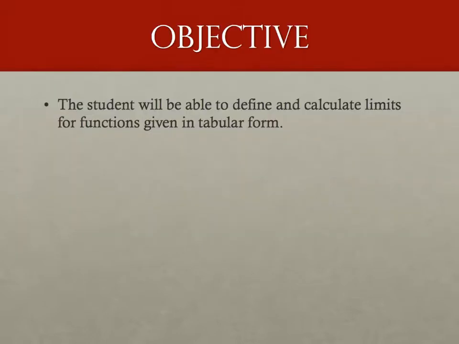So let's continue our study of limits by examining how to find a limit from a table. Now we're still going to be looking at input and output, but rather than a graph, we're going to compare input and output on a table of data. Our objective: the student will be able to define and calculate limits for functions given in tabular form.